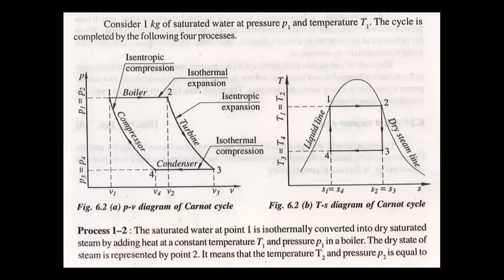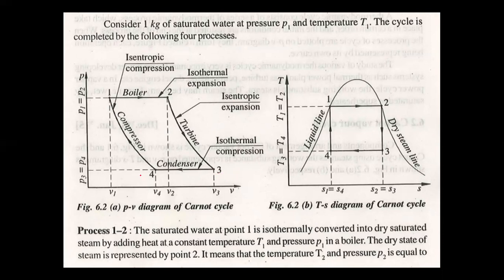So there are four processes we already discussed here. In 1 to 2, it is a boiler, and we are doing an isothermal expansion process, means at constant temperature, we expand the water into the vapor form. Then the second part is the 2 to 3 process where we are using the turbine. In this process, isentropic expansion occurs, means there is no heat interaction, but work is allowed.